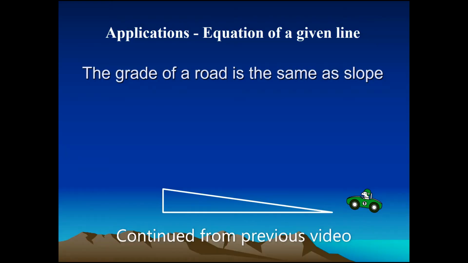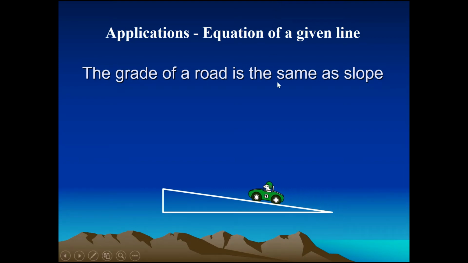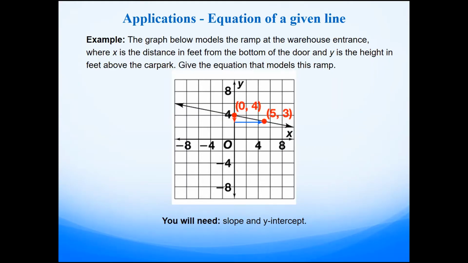So in this case here, the grade of a road is the same as the slope. So you can see it's going uphill. So that's the grade of a road, and that denotes the slope. In this example, it says the graph below models the ramp at the warehouse entrance, where x is the distance in feet from the bottom of the door, and y is the height in feet above the car park. Give the equation that models this ramp.